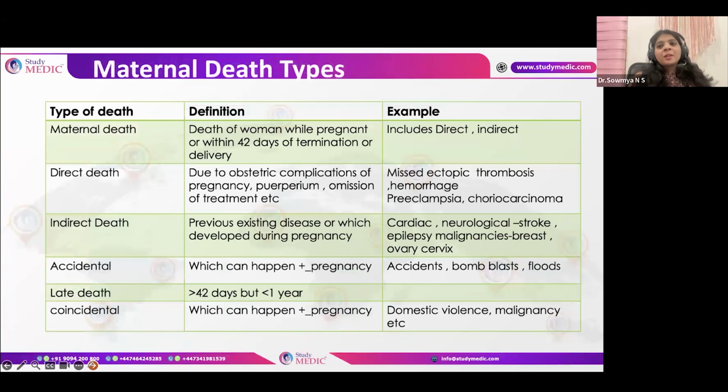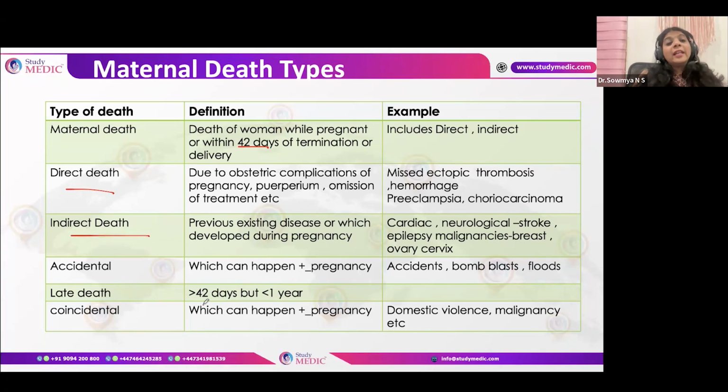Maternal deaths, very important. Within 42 days of either the termination or delivery, if somebody dies, it is called maternal death. It could be direct, indirect. Direct due to obstetric complications. That because she's pregnant, she died. Ectopic pregnancy, choriocarcinoma, preeclampsia, thrombosis, hemorrhage, those things. Indirect, she already had problems. She was already sick, cardiac disease, CNS disease, those things. Accidental, it could be accidents, bomb blasts, cyclones, whatever.